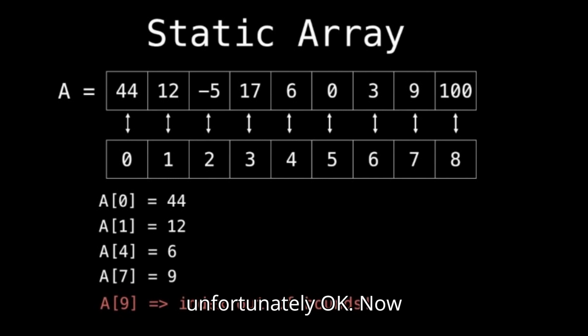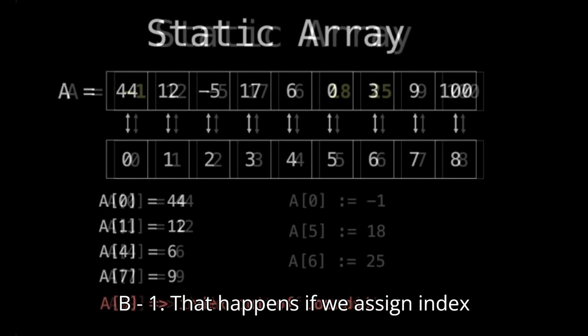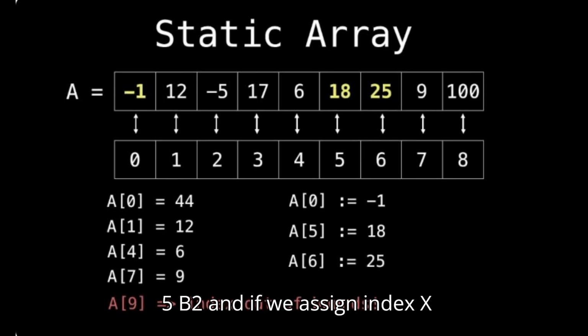Okay. Now, if we assign position 0 to be -1, that happens if we assign index 5 to 2 and if we assign index 9 to 25.